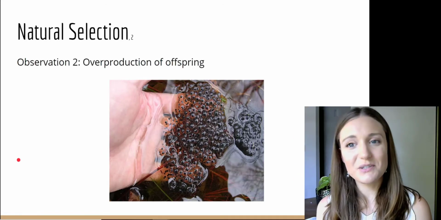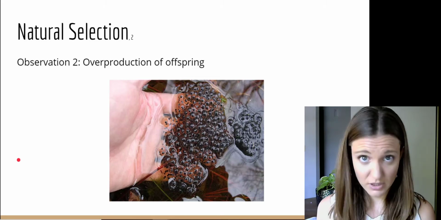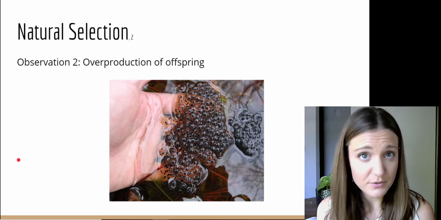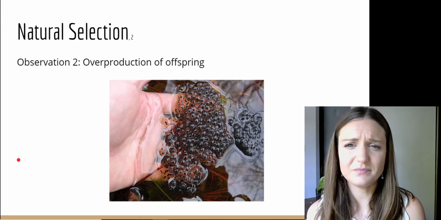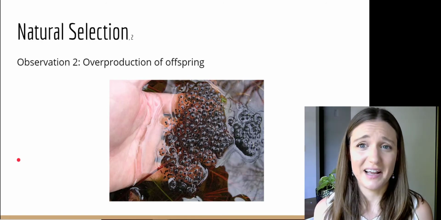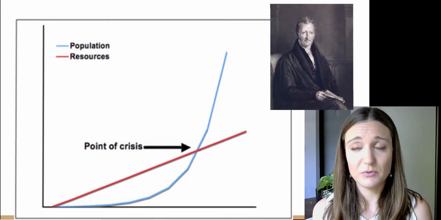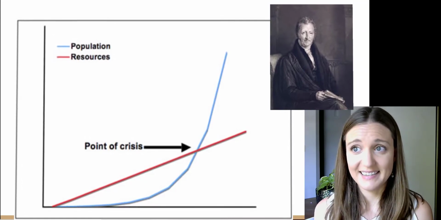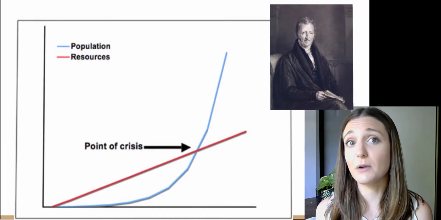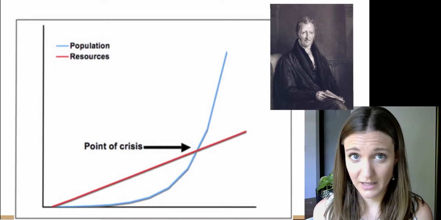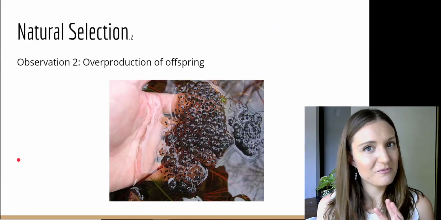Darwin was also influenced by, and observed, this idea that there's an overproduction of offspring. More offspring are produced in a generation than make it into adulthood, and then also survive and reproduce. Darwin was influenced here by a man named Thomas Malthus, who was one of the first people to really look at this idea that the human population is growing exponentially, but the resources that are available are not growing exponentially, right? So Darwin was aware of Malthus.